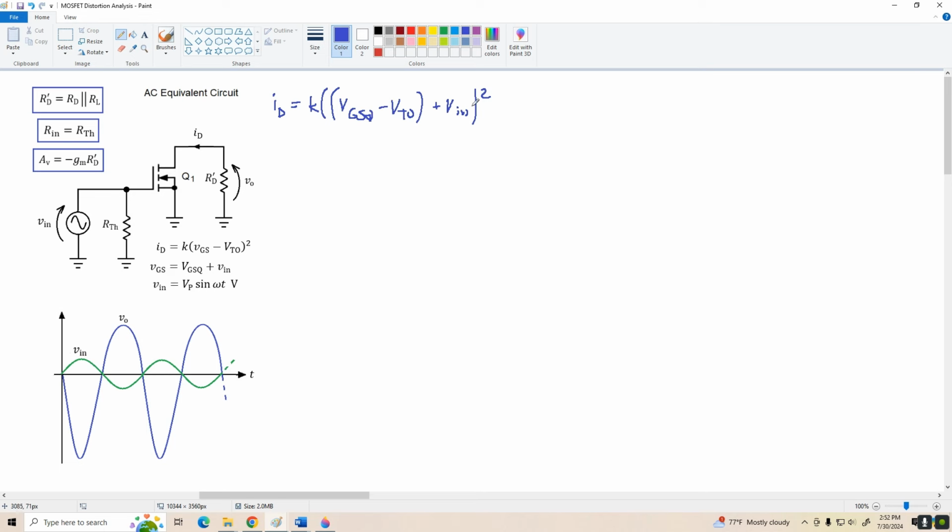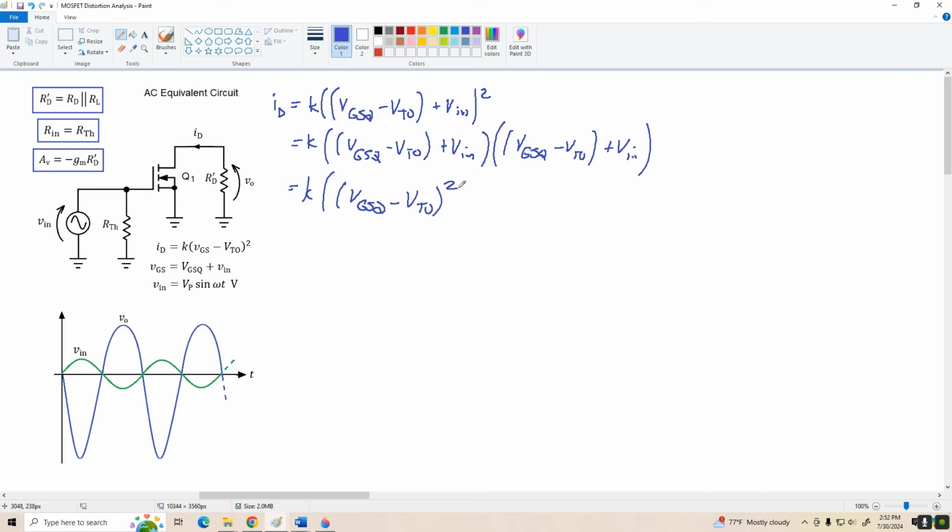All right, the next thing I'm going to do is expand out the quadratic, and that gives us K times (VGSQ minus VTO plus Vin) times (VGSQ minus VTO plus Vin). We'll multiply these out using the FOIL method. So that gives us K times, first, (VGSQ minus VTO) quantity squared. The outside terms multiplied together give us Vin times (VGSQ minus VTO). And the inner terms are the same as this one, so let's just put a 2 here. And lastly, we get plus Vin squared.